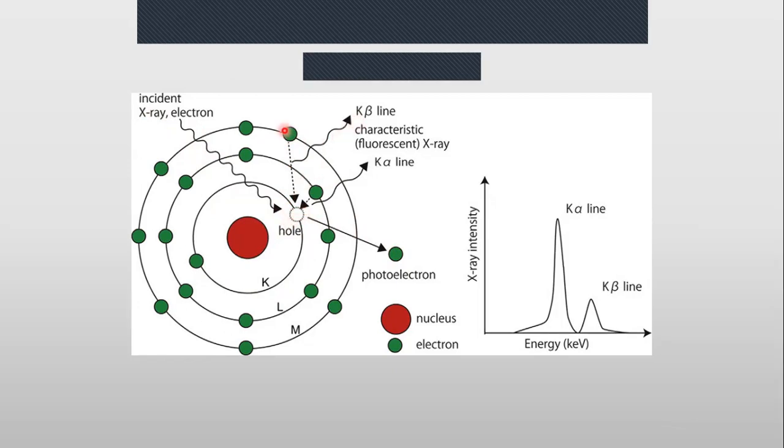Maybe it's coming from the third one, from the M shell. We name it K beta line, which is a characteristic X-ray. Sometimes it's coming from the L shell, so it will be K alpha line. And when it comes, it will release X-ray. This X-ray will be used for the imaging.